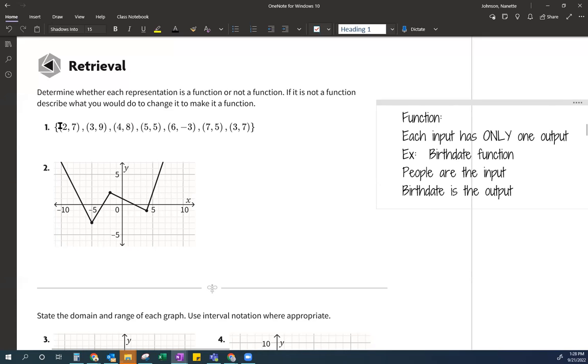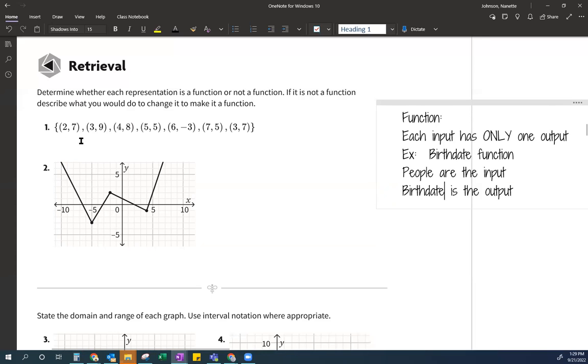Okay, so here, what I want you to do is go up to each of these points here and say, hey, how many birthdays do you have? So 2 has their birthday on the 7th. Maybe 2 is his name, just pretend. 3 has a birthday on the 9th. 4 has a birthday on the 8th. 5 has a birthday on the 5th. 6 has a birthday on the -3rd. I know that sounds weird, but just go with it. 7 has a birthday on the 5th, and 3 has a birthday on the 7th.